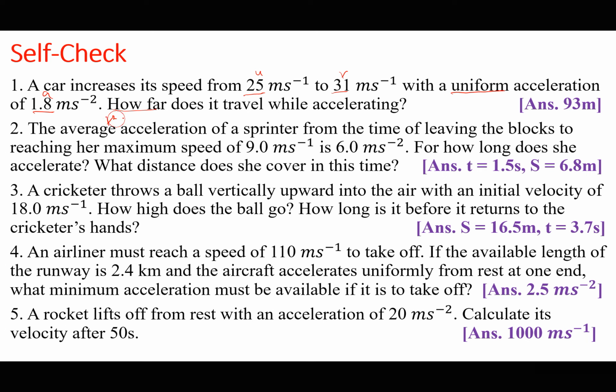So v squared equals u squared plus 2as. The only thing which is missing here is the displacement. So the displacement s is going to be equal to v squared, which is 31 squared, minus u squared, which is 25 squared, divided by 2a, so divided by 2 times 1.8. So what is s? I am just making s the subject by substitution here.